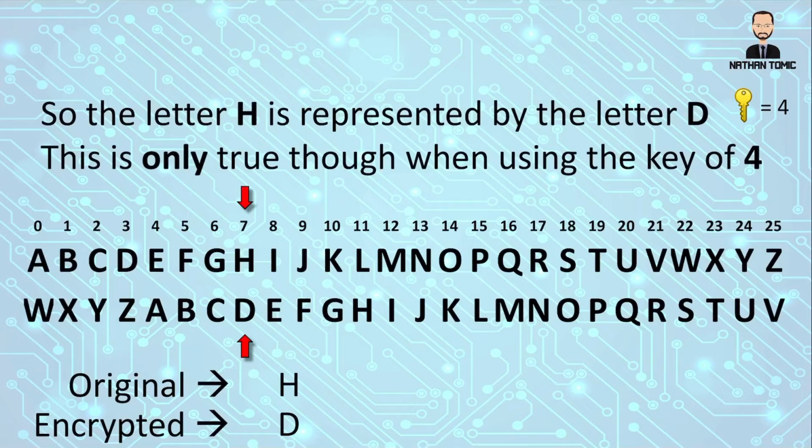So as we said, the H is represented by the letter D, but it's very important to remember that this is only true when we're using the key value of 4. If we change the key value, then of course H would be represented by a different letter. So it's very, very important that we always know what key value we're using, and that we don't change key value during the encryption or decryption process. Otherwise we will get gibberish and just rubbish answers.